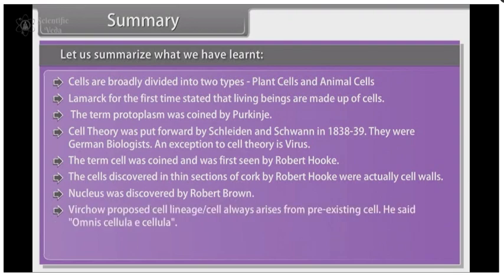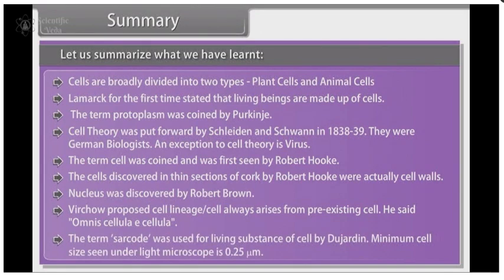Virchow proposed cell lineage. Cell always arises from pre-existing cell. He said, "Omnis cellulae cellula." The term sarcode was used for living substance of cell by Jordan. Minimum cell size seen under light microscope is 0.25 micrometer.